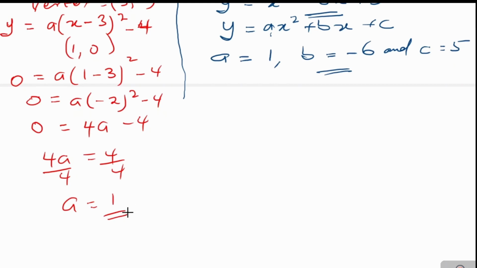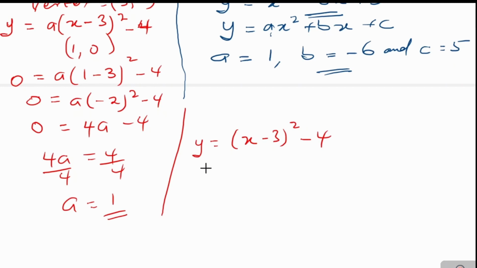Right. So we go back to our relation and substitute our a. We now have y equals, our a is 1, so we get x minus 3 all squared, since the 1 is invisible, then minus 4. And that is the equation of our graph in the vertex form, where 3, -4 are the coordinates of the vertex.